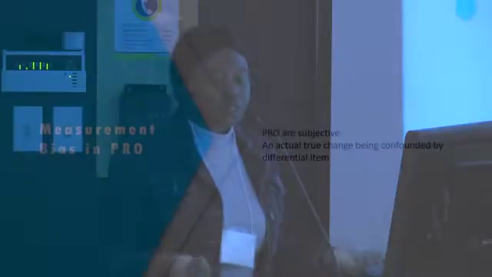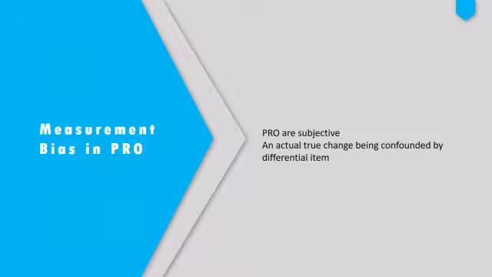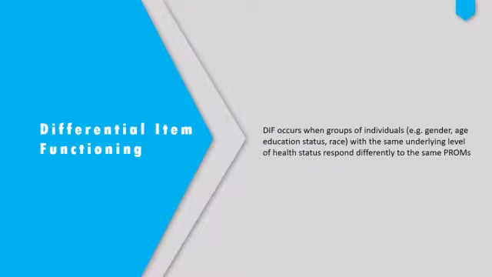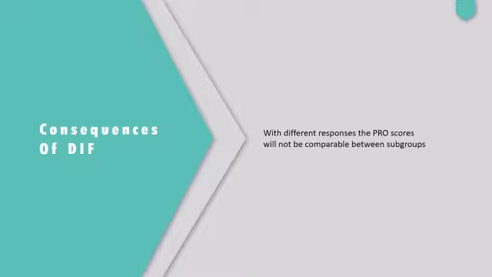So actually, when we use PRO, we want to measure actual true change over time. But this true change can be confounded by differential item functioning. And that brings me to what is differential item functioning. So what is DIF? DIF occurs when groups of individuals with the same underlying level of health respond differently to the same question. And when this happens, we'll be comparing two things that are not comparable. When we go ahead to compare such, we're entering into the issue of measurement bias.